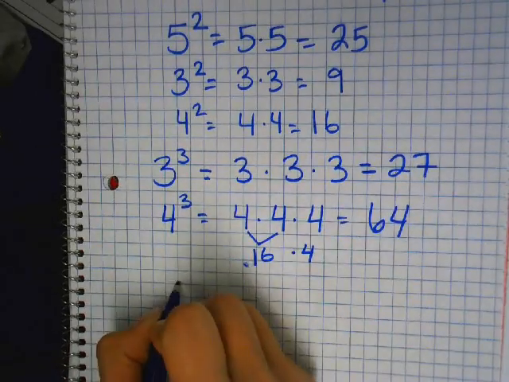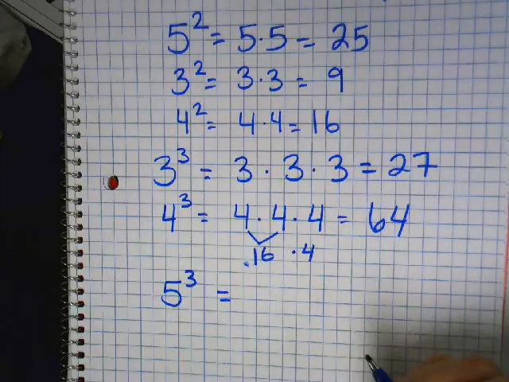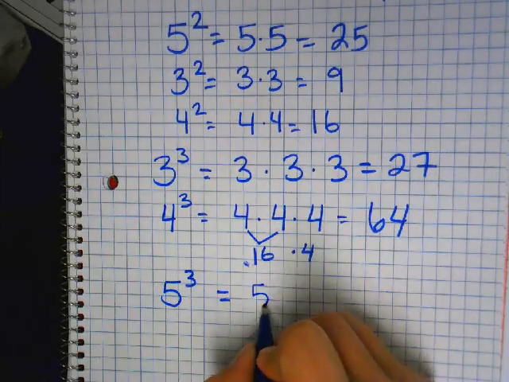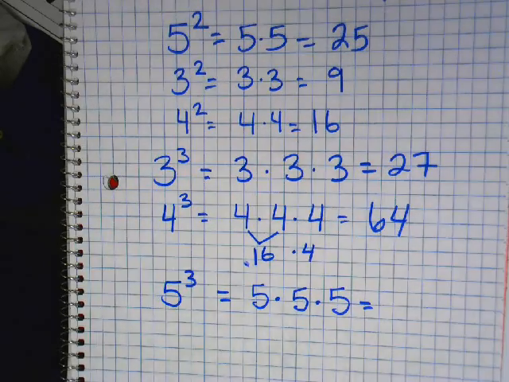All right, 5 to the power of 3. How many times do I repeat it? 3. 1, 2, 3. 5 times 5 times 5. What's 5 times 5? 25.